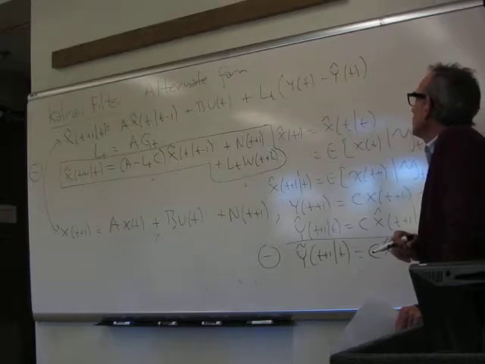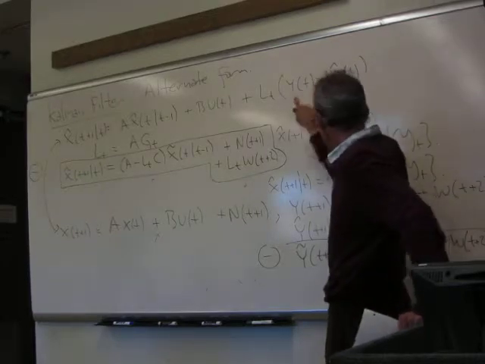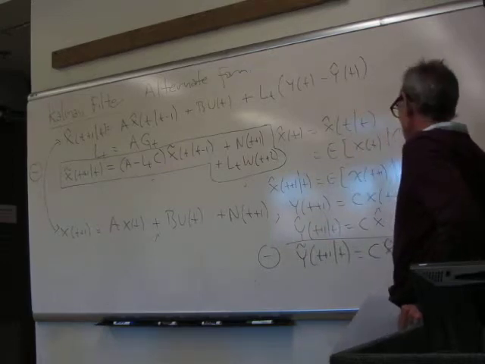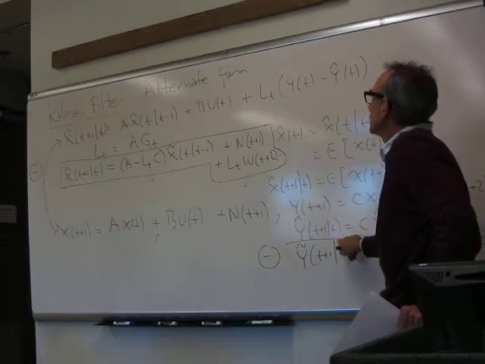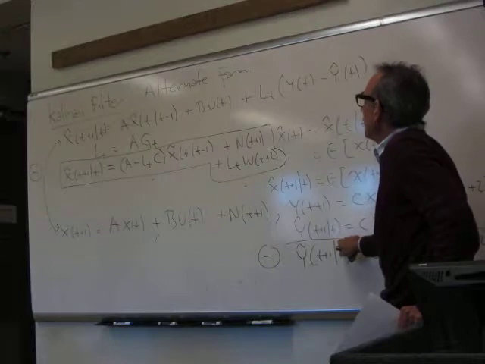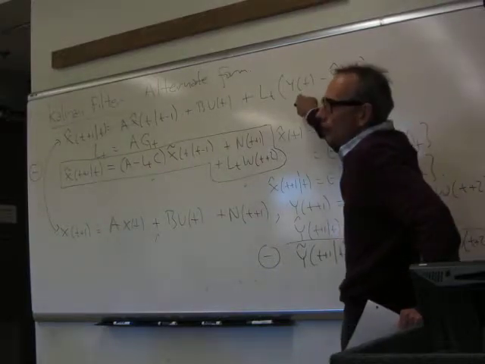Oh, is it minus? No, it's L times Y. And here, this is correct. So look at this minus this. If I left it, you're right that I might have a sign error, because it's the Y that's introducing the noise.